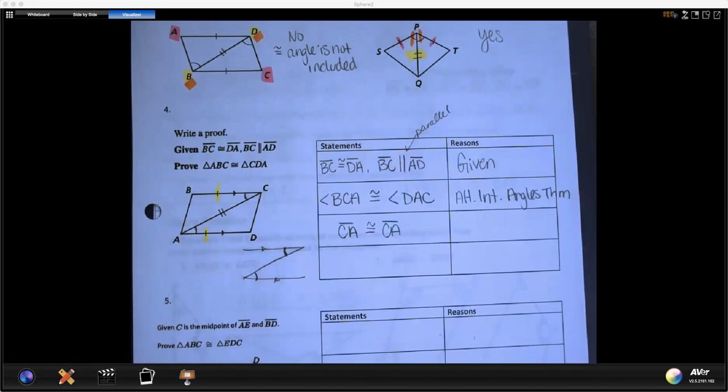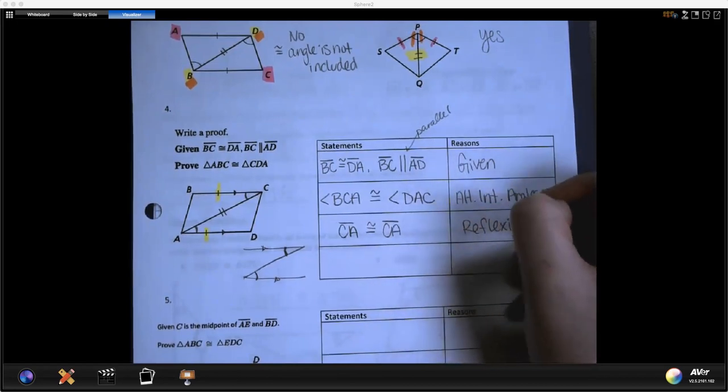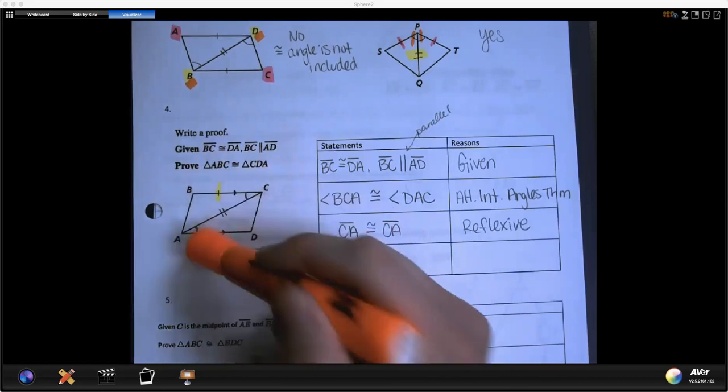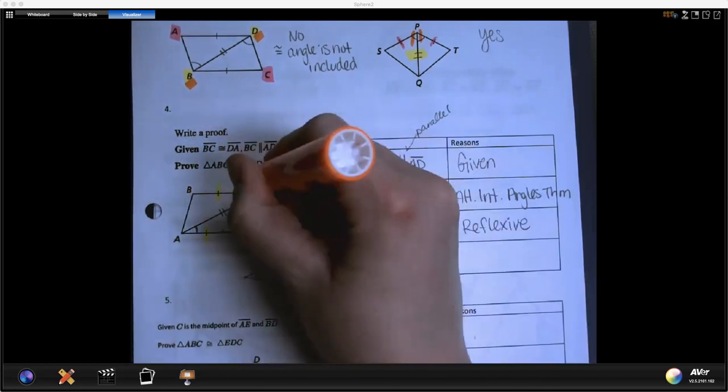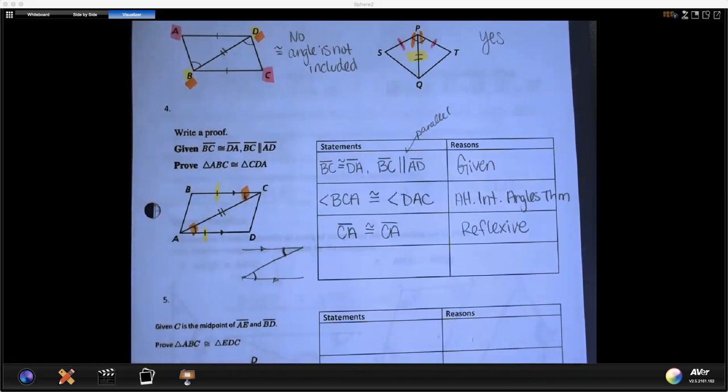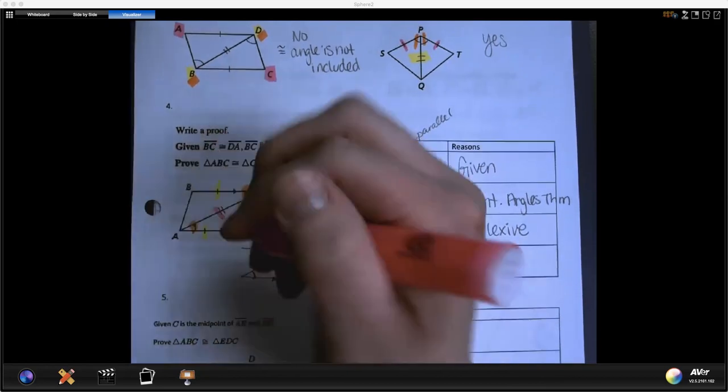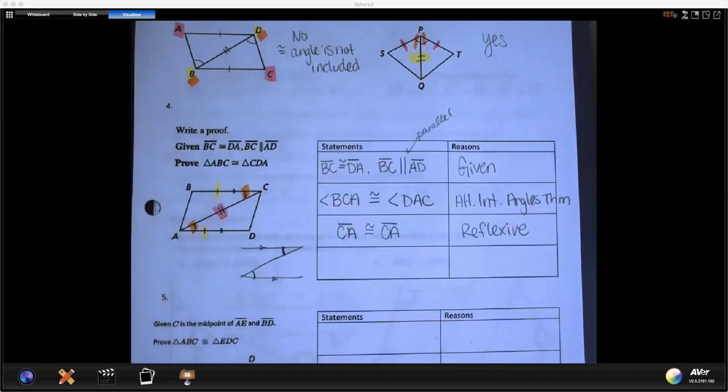What is the theorem or definition that says that something is congruent to itself? Starts with an R. Reflexive, good. It's similar to a reflection, but reflexive is the definition that says that something is congruent to itself. Okay, so we have congruent sides. We have congruent angles. And we have another set of congruent sides.